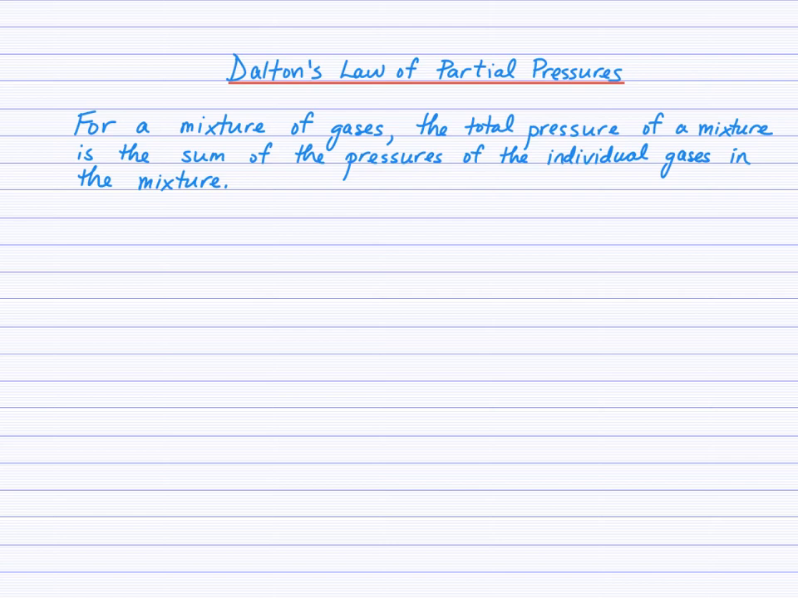And it's very simply that the total pressure of the mixture is really the sum of the pressures of the individual gases in the mixture. So I'm going to use the expression P subscript capital T for P total, and that is now going to be the sum of the pressures of the individual gases in the mixture. And that's the idea of a partial pressure. It's just the pressure of a gas that's in a mixture.